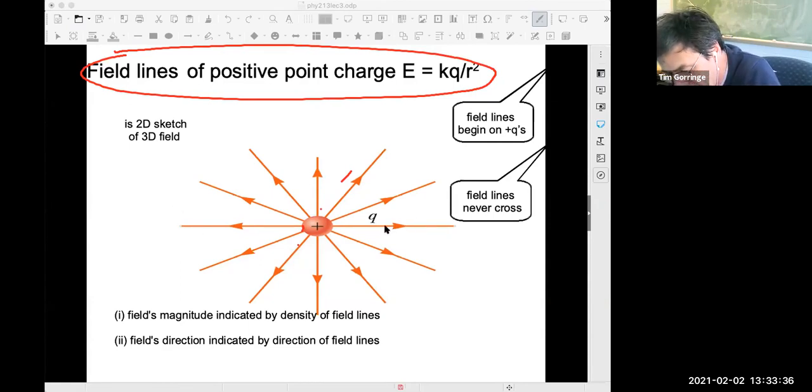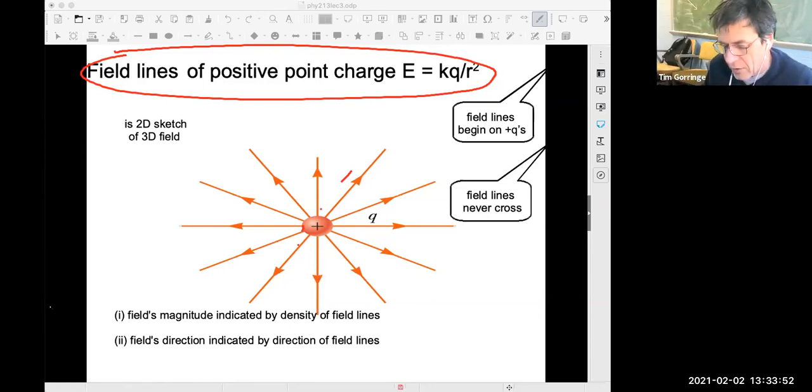Over here on the right, the field lines point away from the charge to the right, and that's where the field is away from the charge. And upstairs, the field lines point up because the field is up. Downstairs, the field lines point down because the field is down.